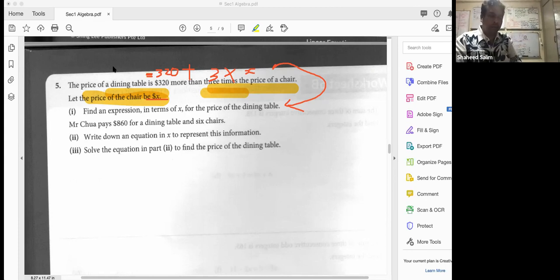That's for which one, here? That's for the first one. No, you see, it is not $320 more than the price of one chair. It's $320 more than the price of 3 chairs.